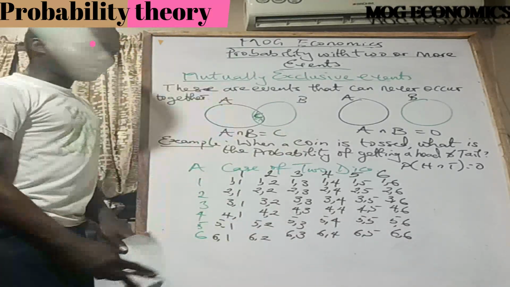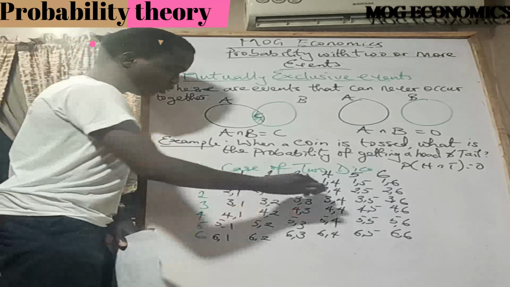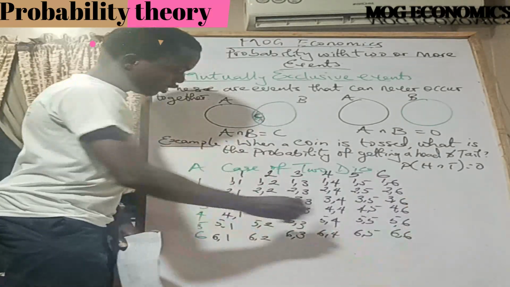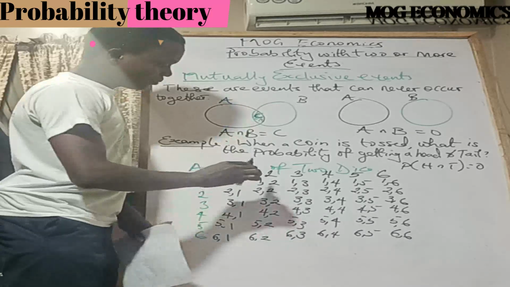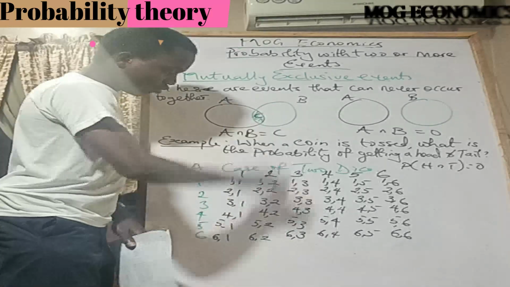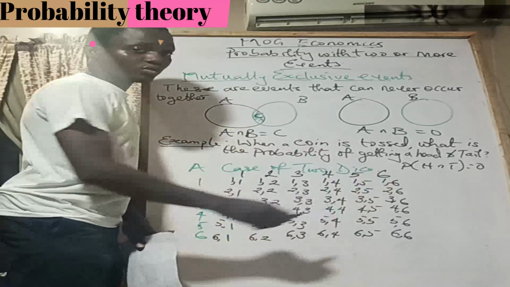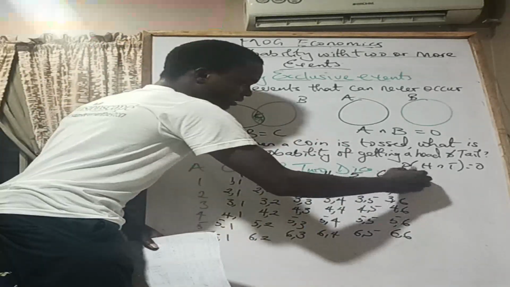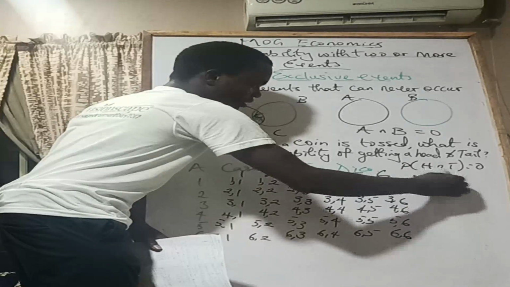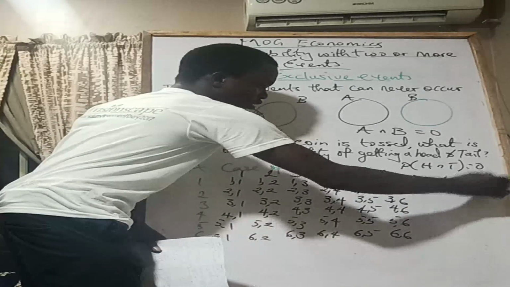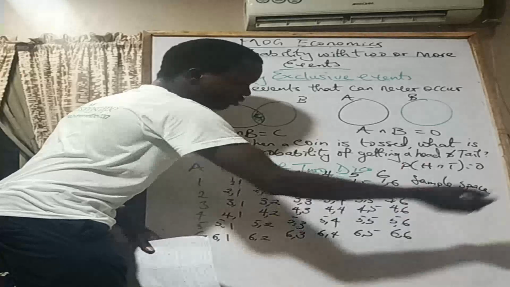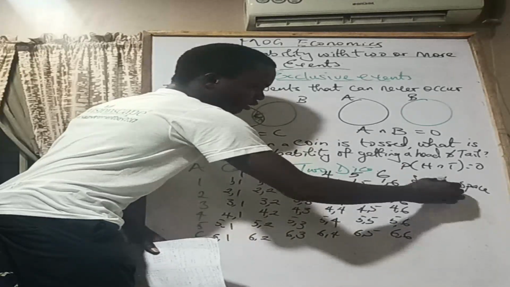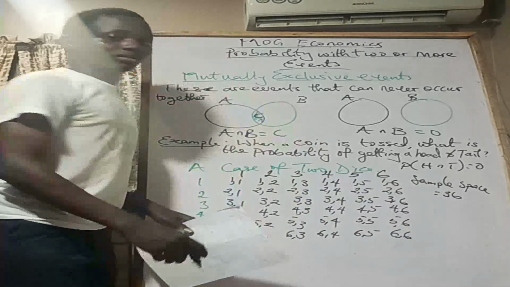So let's count the sample space. We have 1, 2, 3, 4, 5, 6. We also have 1, 2, 3, 4, 5, 6. So we're having 6 columns, right? 1, 2, 3, 4, 5, 6, and then we have 6 rows. 6 times 6 is 36. So the sample space, if we were to roll 2 dice, equals 36. So whatever you are doing now is going to be equal to 36.